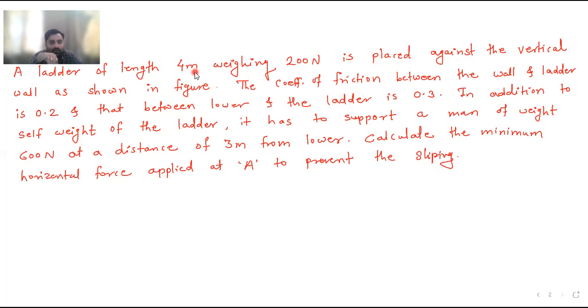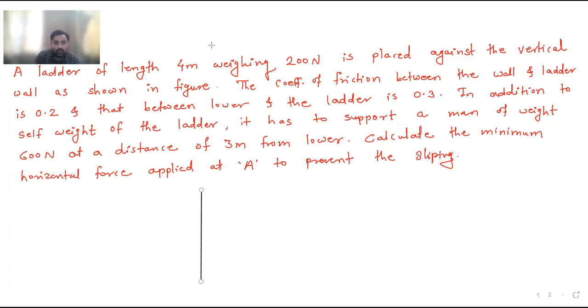In addition to the self weight of the ladder, it has to support a man of weight 600 Newton. Okay, so in addition to self weight, there is a load of 600 Newton, which is at a distance of 3 meters from the lower, so from the surface. Calculate the minimum horizontal force applied at A to prevent the slipping. That is the problem. So what we will do now, we will draw the diagram first.